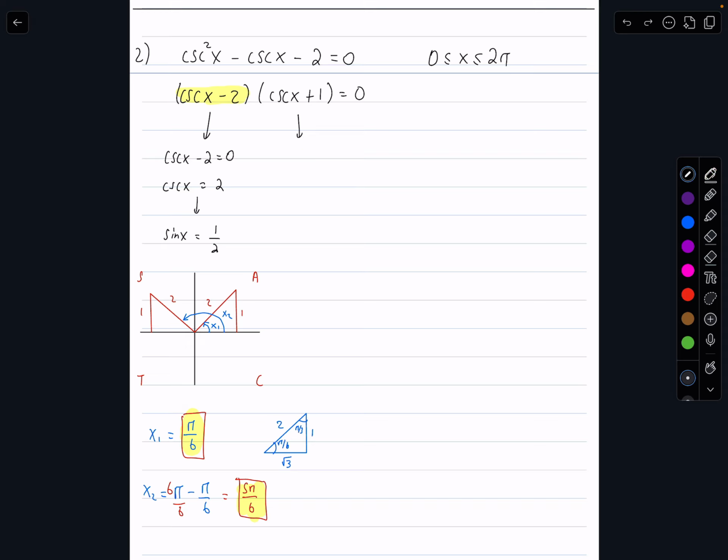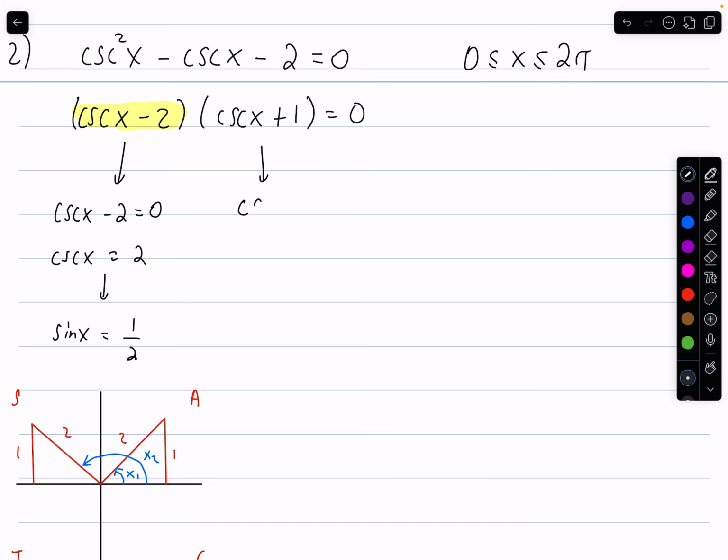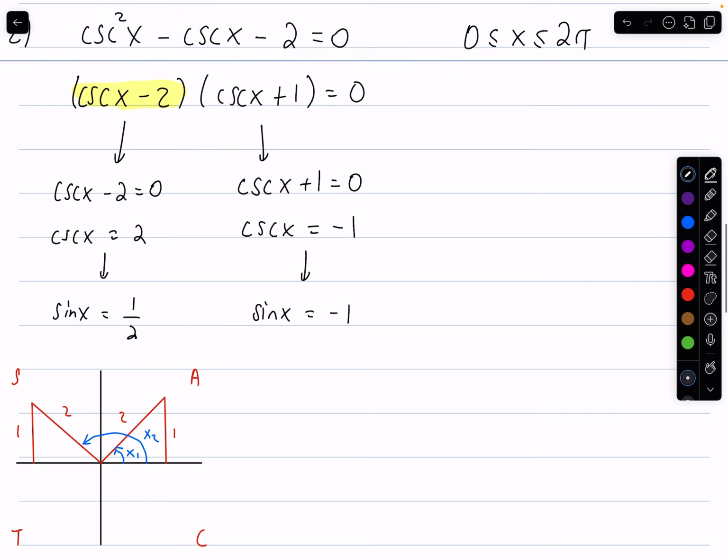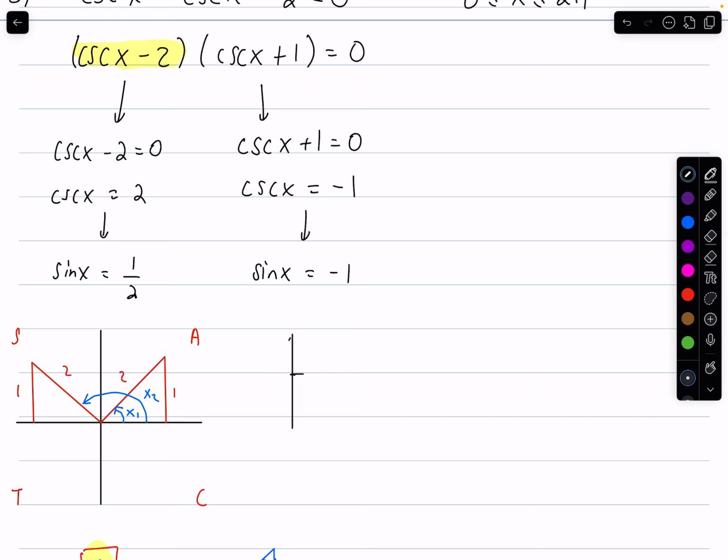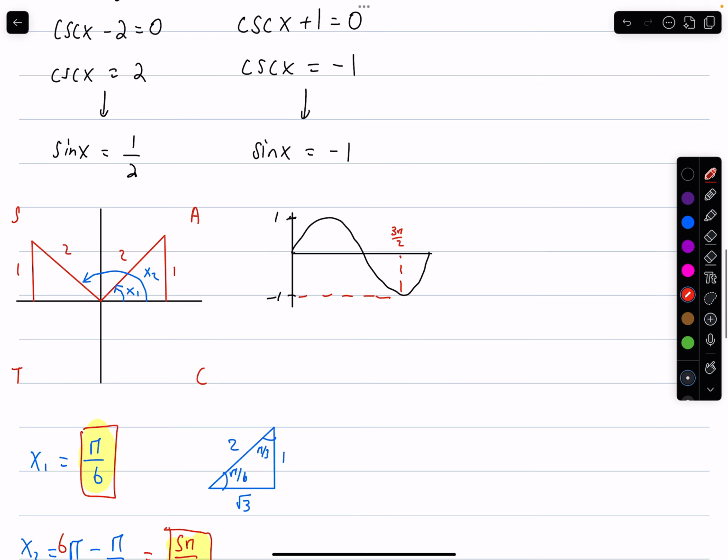Cosecant x plus 1 equals 0. Cosecant x equals negative 1. So remember, we don't want to keep it as cosecant x. We want to make it sine x. So sine x is equal to 1 over negative 1, which is still negative 1. Now that I have sine x equals negative 1, I can just use my knowledge because I memorized the sine graph. We always want to make sure we have our sine graph memorized. And where is the negative 1? It's at 3 pi over 2. So we'll call this x3, which is 3 pi over 2.